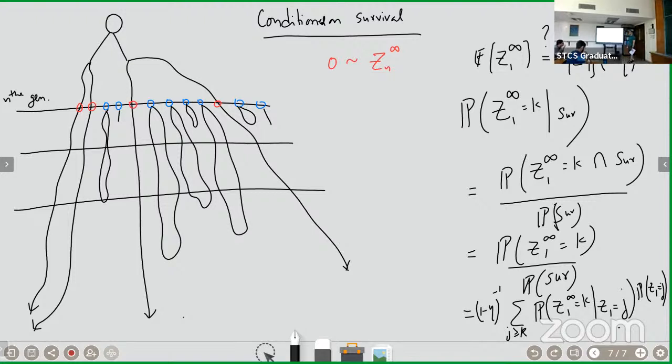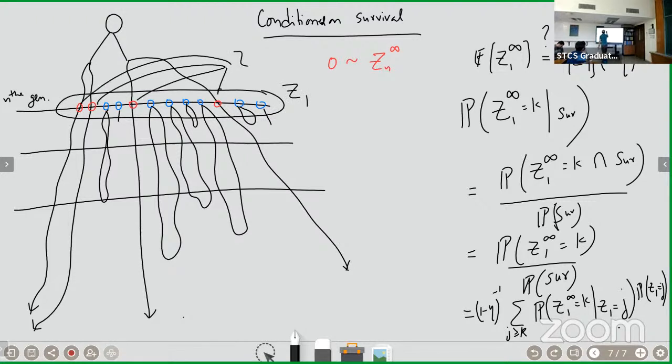You look confused. Whatever you say, you try to verify it is true. But think about whatever I said. All this put together is that one. The red guys are that one. Currently, I have Z1 infinity is equal to K given Z1 is equal to J.